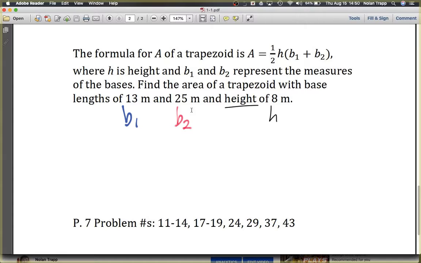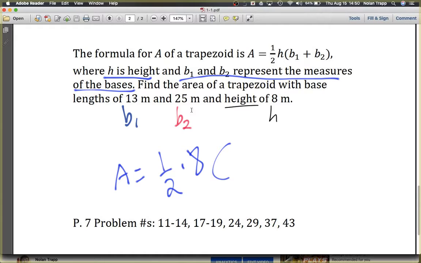And good equations will tell you, like H is the height, B1, B2 are the measure of the bases. So usually it's nice and easy. Sometimes they expect you to know that H stands for height, but a lot of times the equation will tell you somewhere what B1, B2 are. In this case, you could also note that 25 plus 13 is the same, right? So technically either one of these in either order doesn't matter.